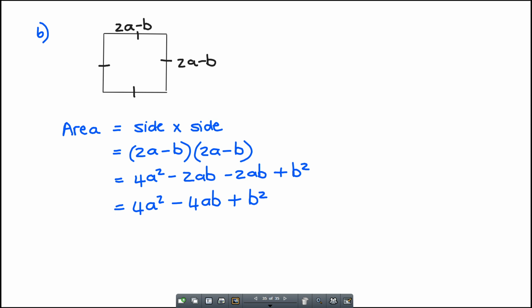Okay? Now from there, it's just normal FOIL. So 2a times 2a gave me the 4a squared. 2a times minus b gave me minus 2ab. Minus b times 2a, minus 2ab. And the minus b times minus b gave me positive b squared. Then from there, you'll see these middle two, they are like terms, and that gave me the minus 4ab.